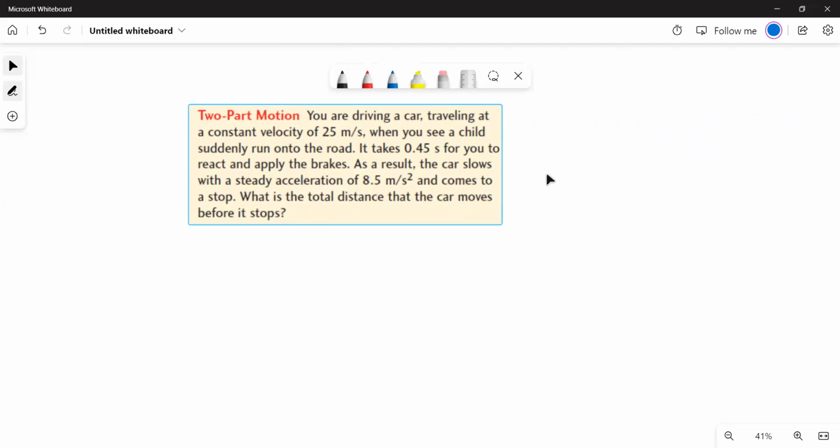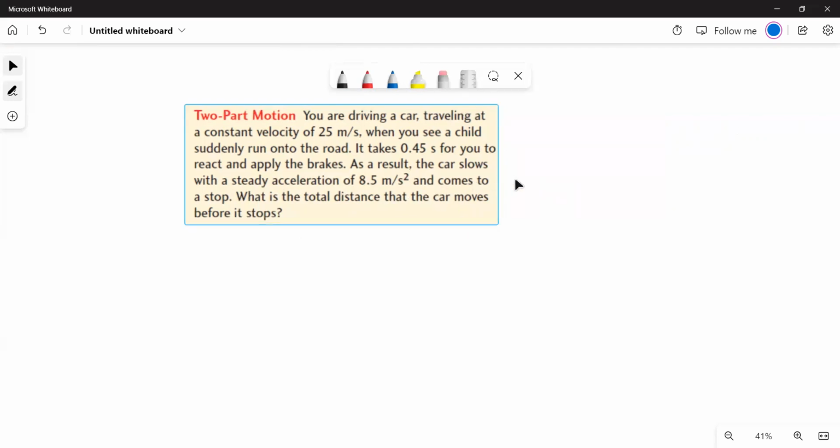Here, everything is the same kind of problem, like the second problem. The only thing is, the numbers are different. If you understood how to solve the second problem, then you can easily do this problem.